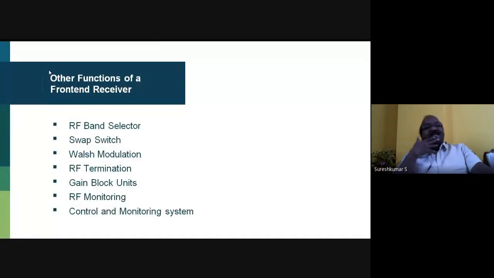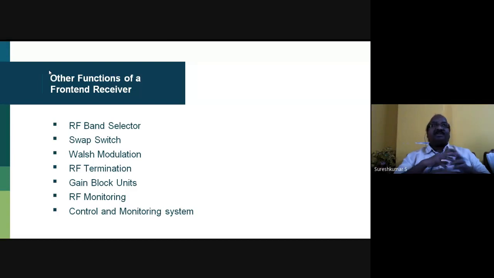What are the other functions? I already discussed, in a front-end system, you have an RF band selector. In the GMRT, we have five bands. You can select the front-end system one at a time, like a 132 to 60 megahertz band, or 250 to 500, a 500 to 900, or an L band system. So you have to switch the bands. So there is a band selector module, a swap switch module I told you.